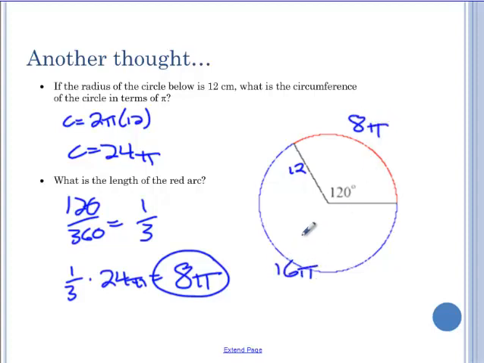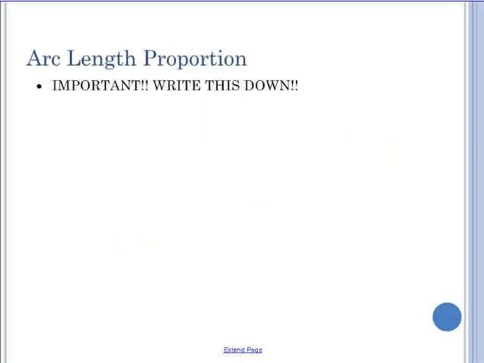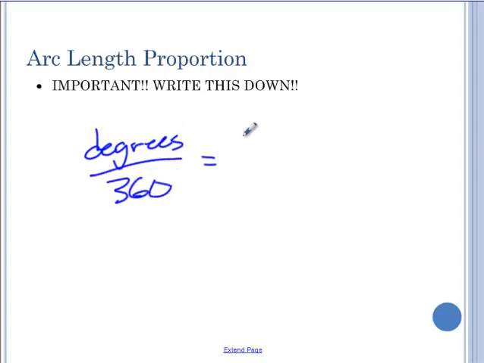This one ends up being 16 pi, because this angle is half of this angle. And this angle, 120, is 1/3 of the entire way around. So we have an important proportion. Degrees over 360 equals arc length over 2 pi r. The amount of degrees, the arc measure, over 360, which is all the way around the circle, is the arc length, the portion, over all the way around the circle, the circumference. Degrees over 360, arc length over circumference. Make sure you write that down. We're going to be using that throughout the entire chapter.